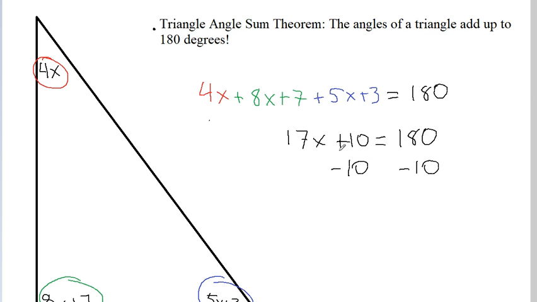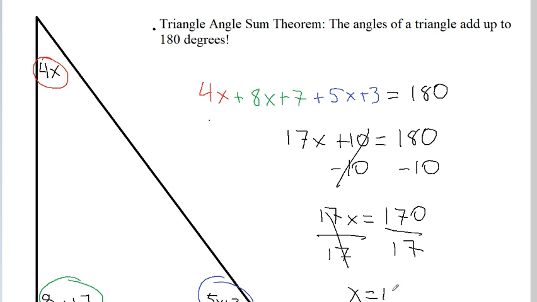So minus 10 from each side. 17x equals 170, divided by 17. X equals 10. So now I solved for x. X might not be what the question is, though. Usually we want to know what the measure of one of the angles is, so you have to plug it back in.